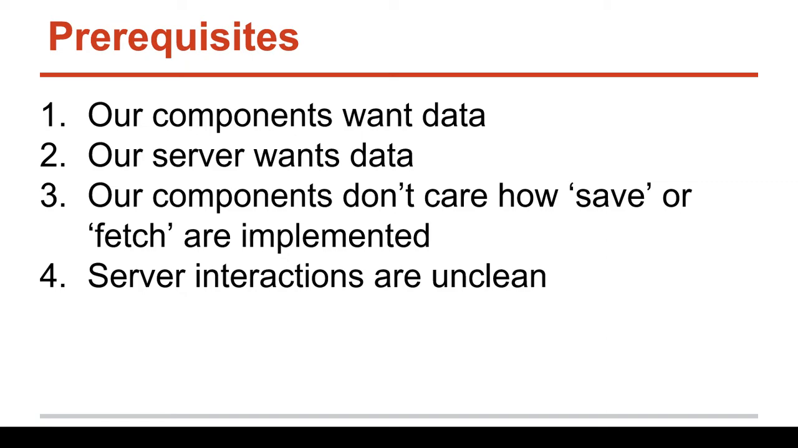So our components want data, and our server wants data, and our components don't really care how we save or fetch data. It could be sending it to the server via some sort of API that we've devised, or it could be REST, or it could be anything like that, or it could just be storing it in local storage. It doesn't matter. It shouldn't matter to the components. So we have to find a way to abstract that. And also, server interactions are generally unclean, using HTTP and stuff like that just to transport data, which isn't something you want to worry about in a really nice library like React.